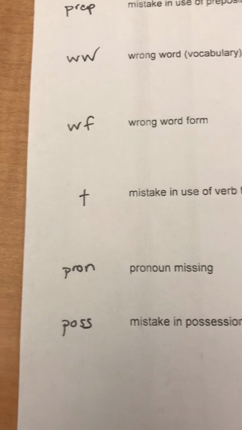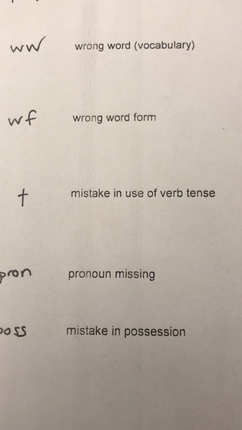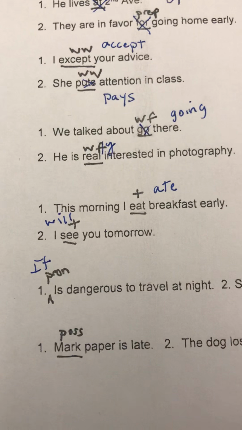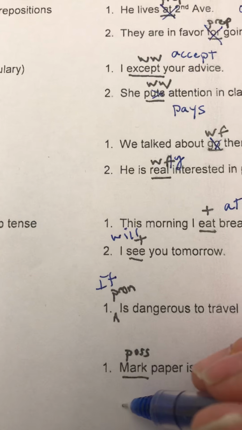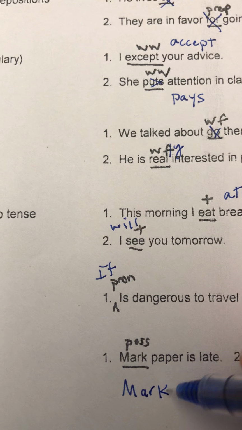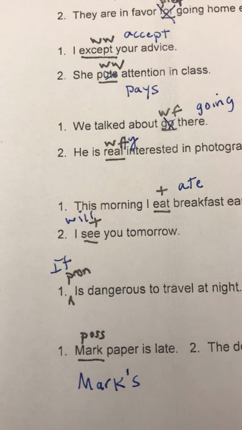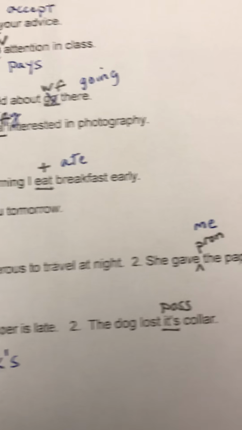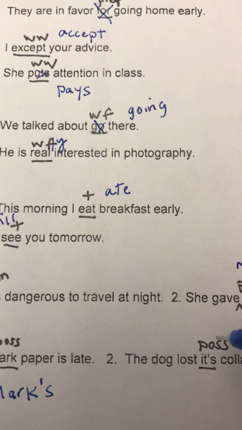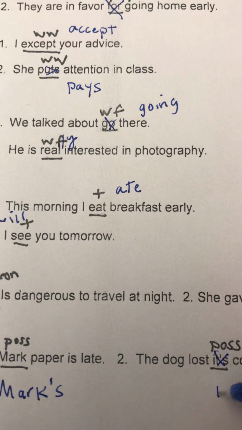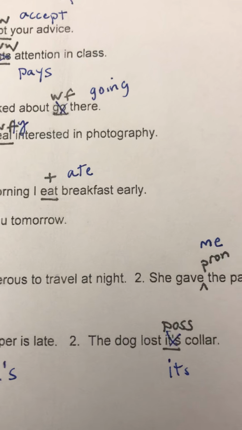Okay, last one on the first page before I go to the second page, which is mistaken possession. Here it says Mark paper is late. The paper belongs to Mark, so we need an apostrophe S. Mark's paper is late. The next one, the dog lost its collar. That should be its collar or his collar.